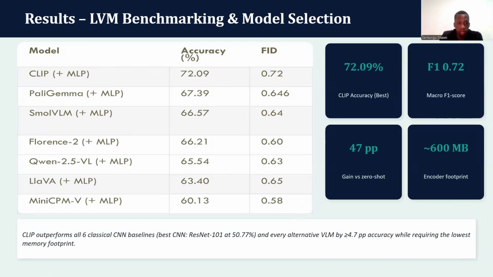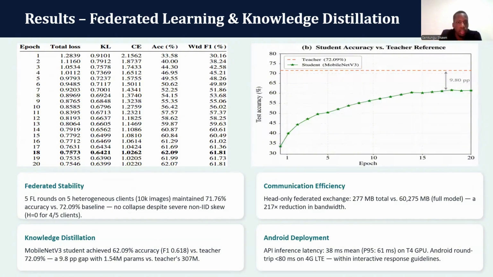I'm going to go through the models and their results. So of the 8 models, the CLIP model performed the best with 72% accuracy and a macro F1 score of 0.72, and a 47 percentage point gap over its own zero-shot performance. On top of that, it has the smallest encoder footprint of all of them, approximately 600 MBs, which is very important, of course, for deployment.